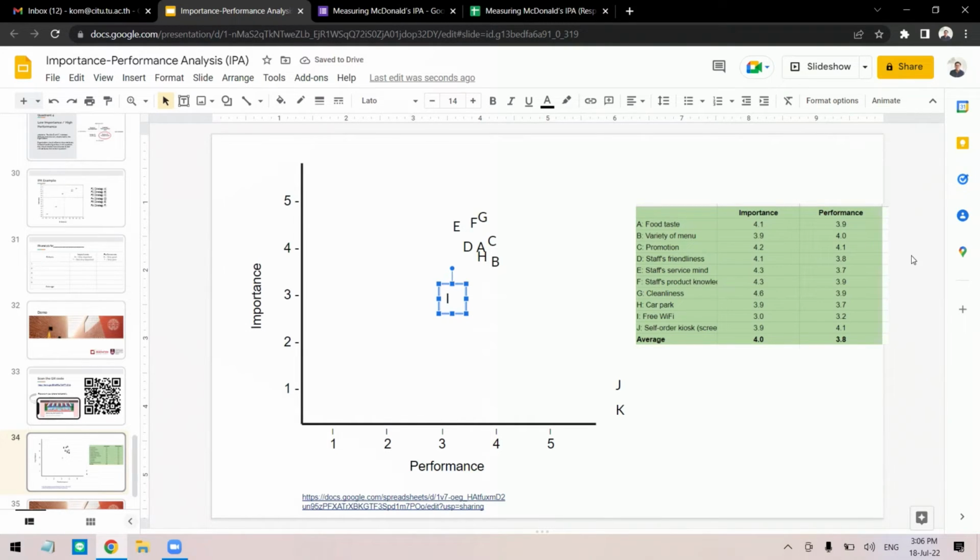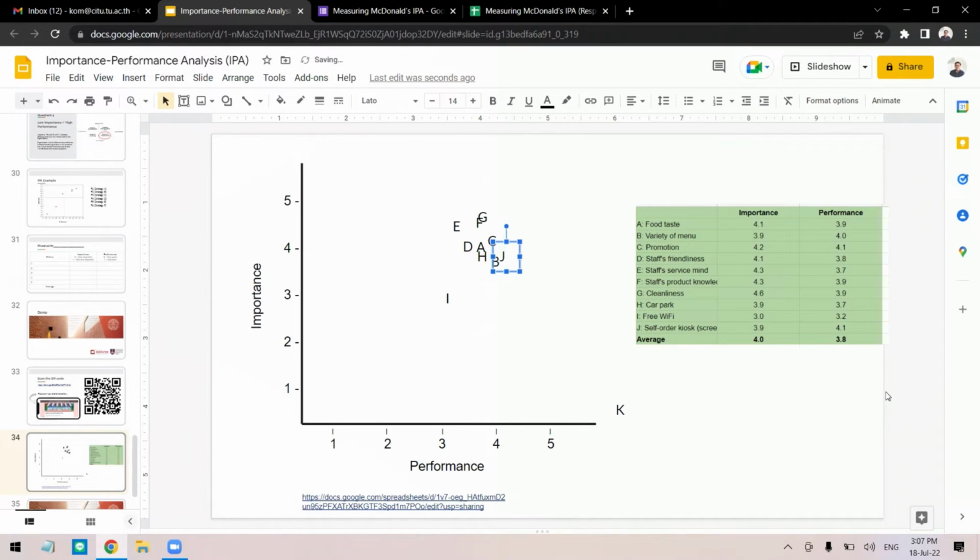Okay, interesting. I think E's performance needs to be 3.7, so I need to move this a bit, because for service mind the performance is about 3.7. It's really hard to see, so somewhere there. J is the self-order kiosk. The importance is 3.9 and performance is about 4.1.